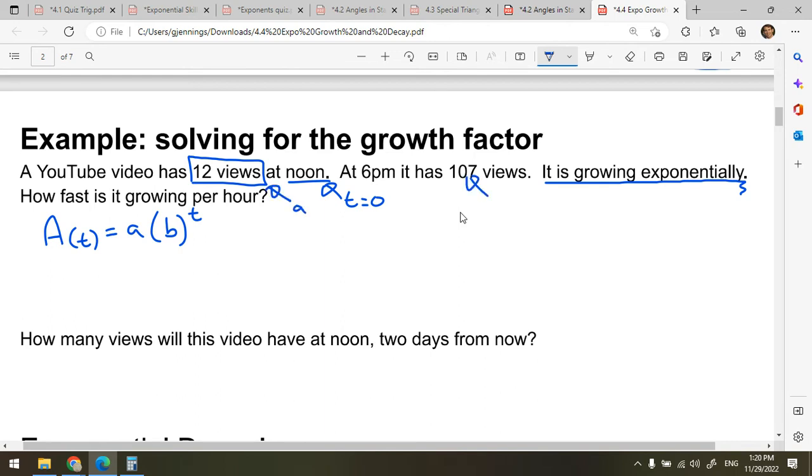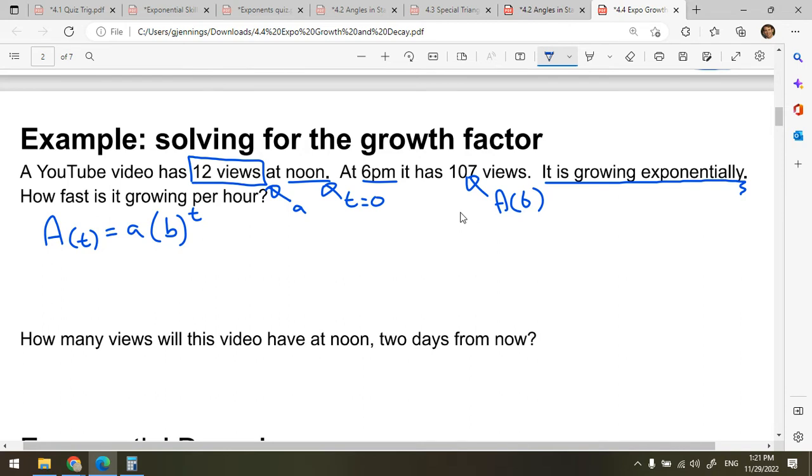And then this is the amount of views at time 6 hours later. Okay. So we know it's grown in that amount of time to 107 views. Not quite 10 times its growth, but in 6 hours. How much is it growing per hour as a percent? That is saying, solve for me the growth factor.